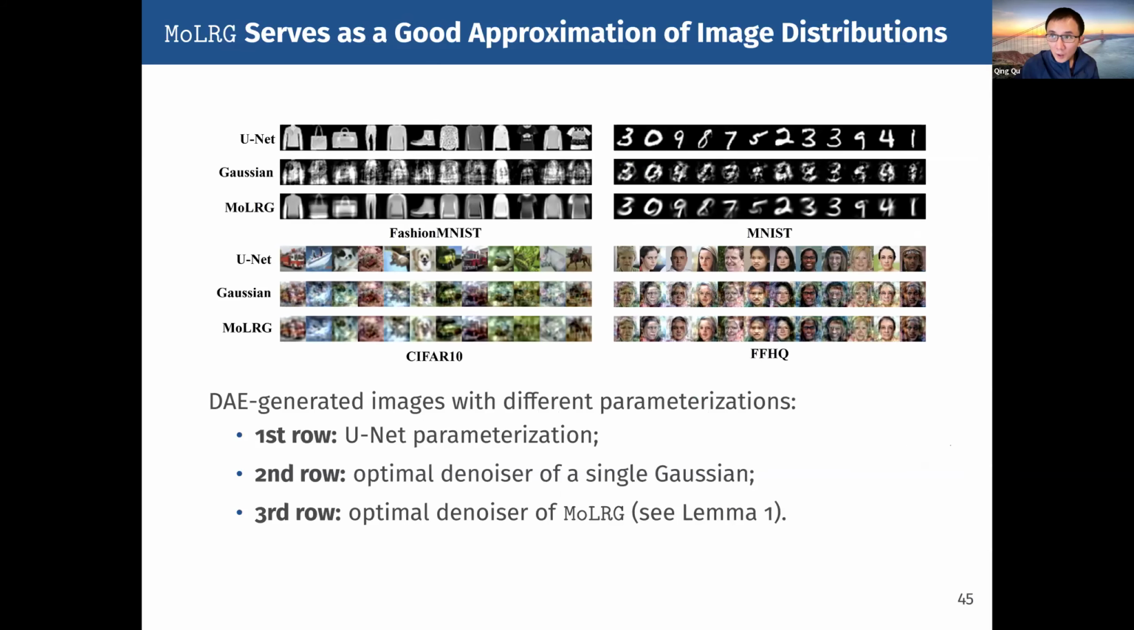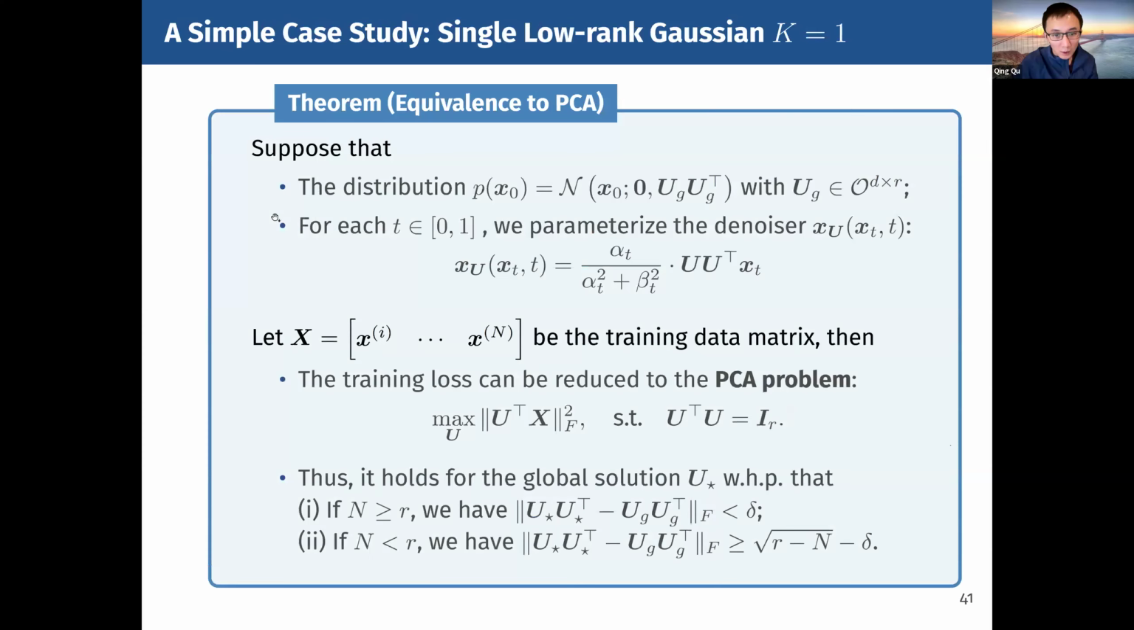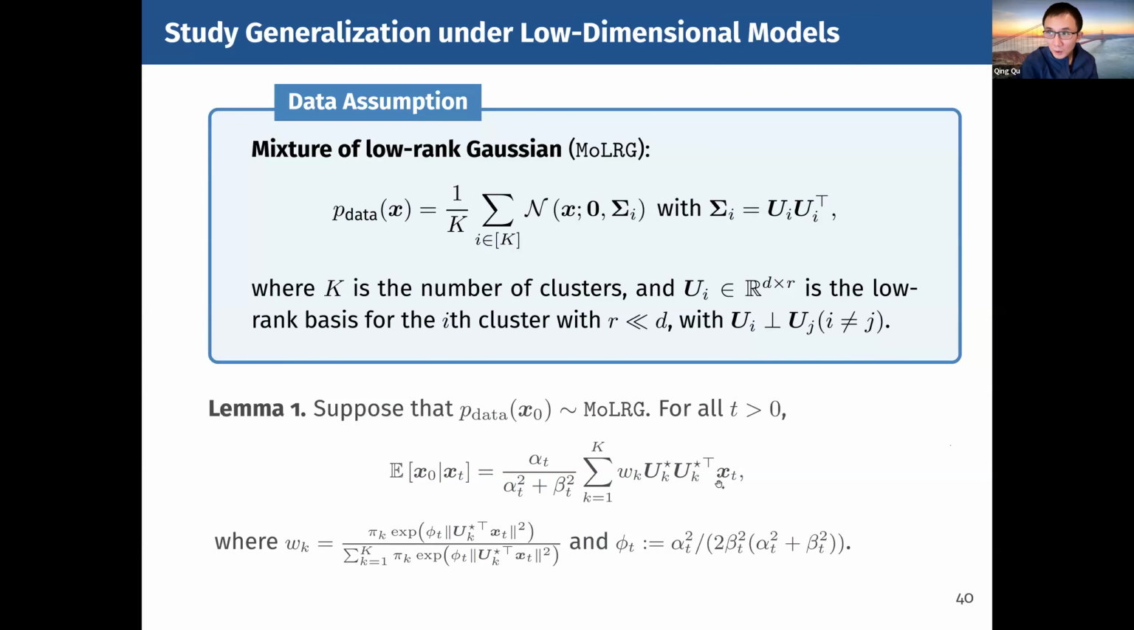And moreover, this mixture Lorentz Gaussian is not a very precise capture of image distributions. Actually, it can approximate image distribution reasonably well. So what we did is that we trained diffusion models on all kinds of datasets. We trained UNet on all kinds of image datasets, and these are the generated images using UNet. And for this mixture Lorentz Gaussian, we're going to parameterize our denoiser following the optimal posterior, and we're going to estimate the optimal denoiser using the training dataset itself. We're going to approximate just using the training dataset to derive an analytical network to do denoising.